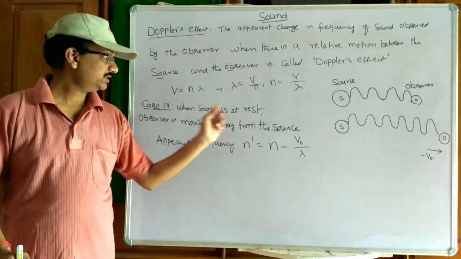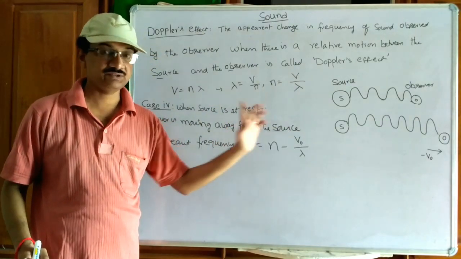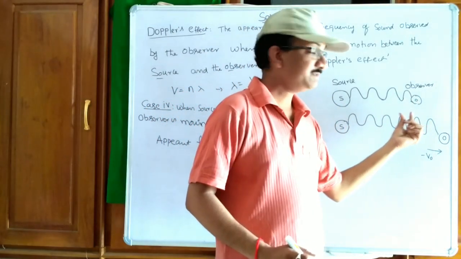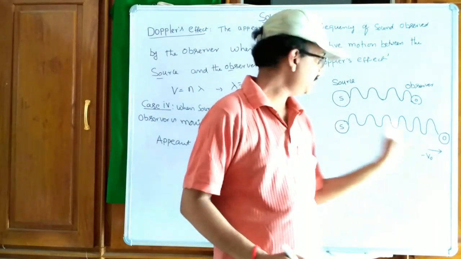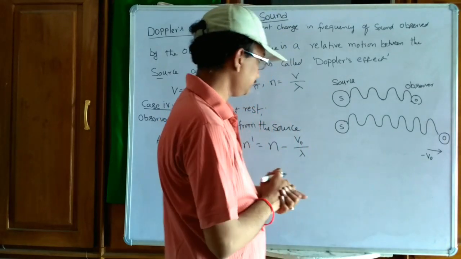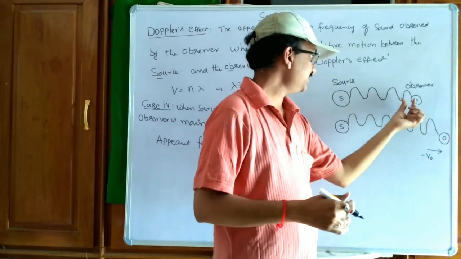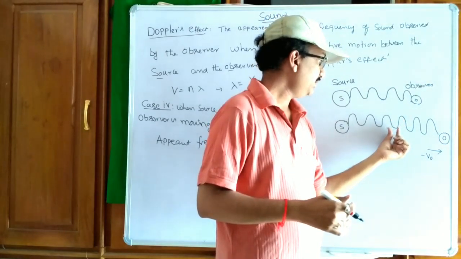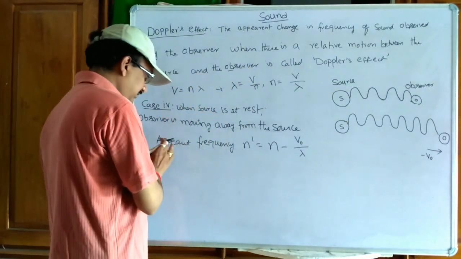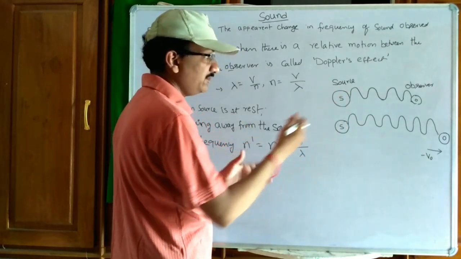Case 4. When the source is at rest, the observer is moving away from the source. So the source is at the same position, but the displacement of the observer is towards the right hand side, which is opposite to the source. So what happens? He was missing certain waves. He was getting 4 waves here constantly. When he moves away from the source, the sound will be decreasing. So then the apparent frequency n dash is equal to n. That means he was missing some waves.